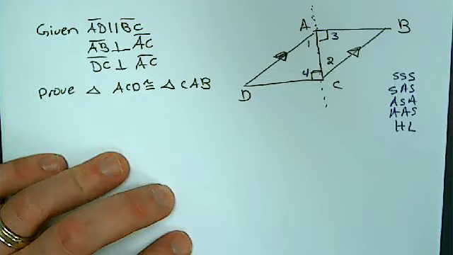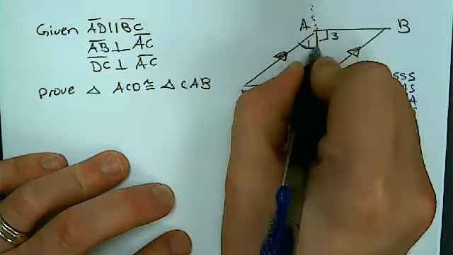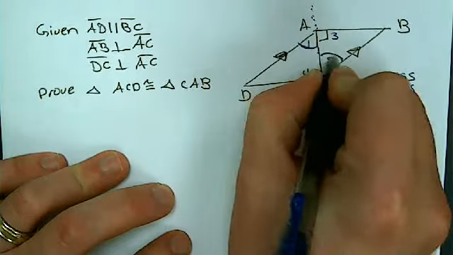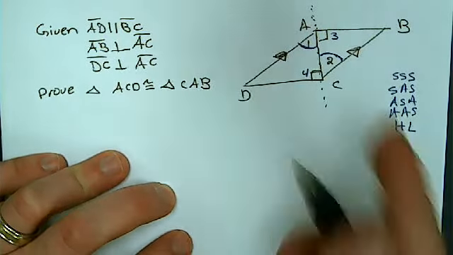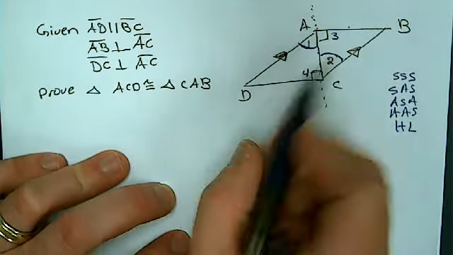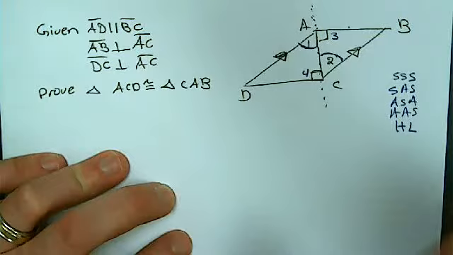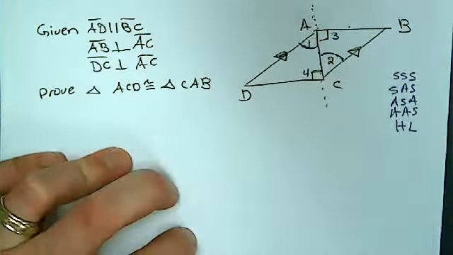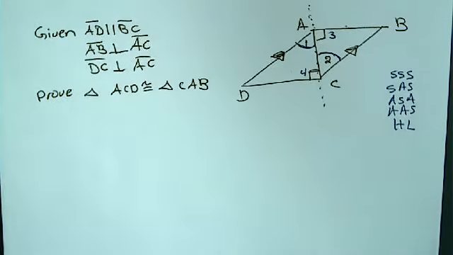Why? Okay, 1 and 2 are alternate interiors and therefore congruent because of the parallel lines. 3 and 4 would be if AB was parallel to BC. So that's not given. But I do know 3 and 4 are congruent because they're both right angles. The right angle theorem tells me that. So that's 2 angles.